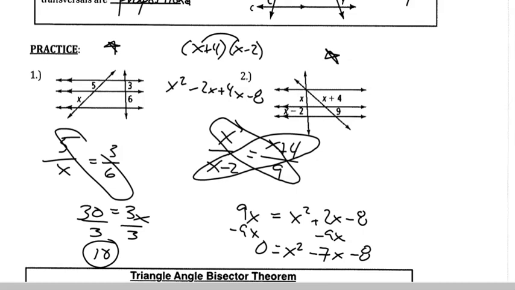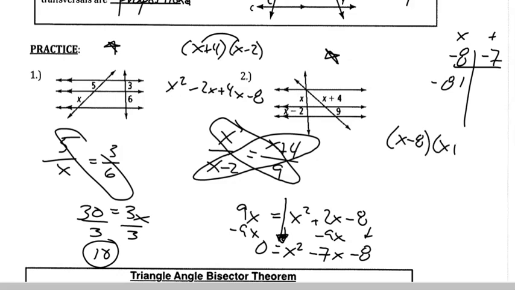So let's do our ACB chart. A times C is -8 and B is -7. Two numbers that multiply to get that and add to get that: -8 and 1. Remember, we can do the shortcut because there is no number in front of the x squared. By default, it's just a 1. So I can jump straight to saying x minus 8 and x plus 1, equals 0.